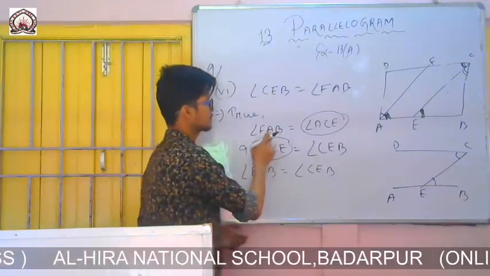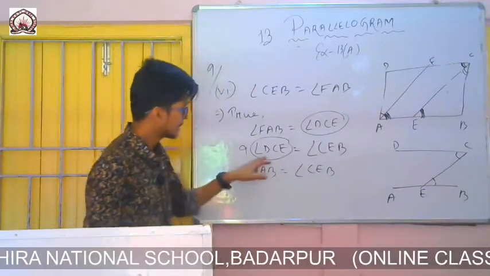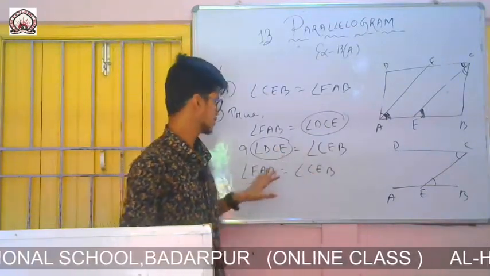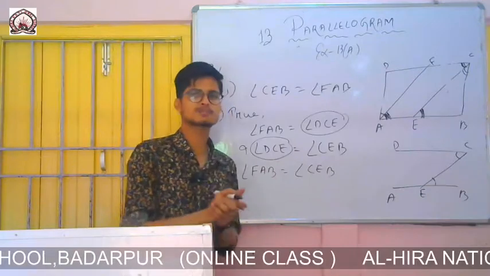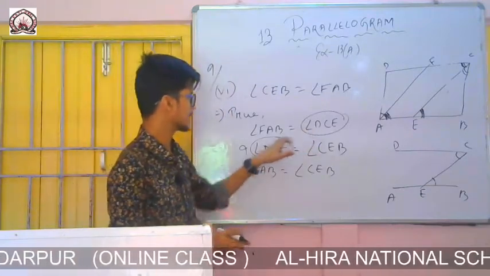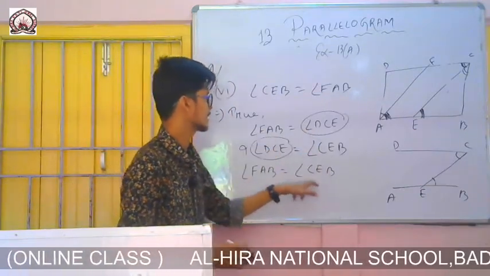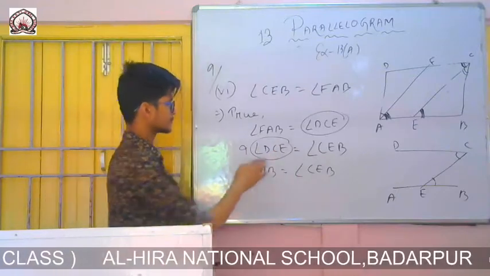So here also it is the same. This angle is equal to DCE and DCE is again equal to CEB. So I can write FAB equals CEB. These two angles are equal. So I can directly write these two angles also equal.